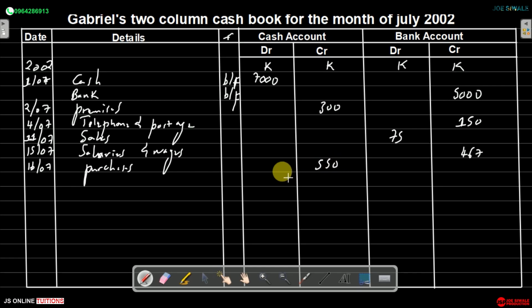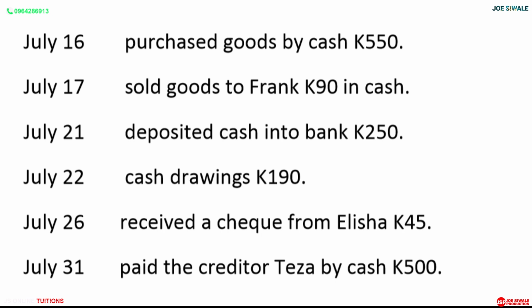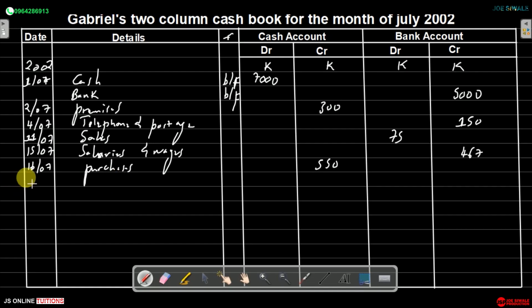Then on the 17th of July, sold goods to Frank amounting to 90 kwacha in cash. In this type of transaction, money is coming into the business. That means that we're going to debit the cash account. So 17th of July. So in our details, we're going to say Frank. And we're going to debit that amount, which is 90 kwacha.